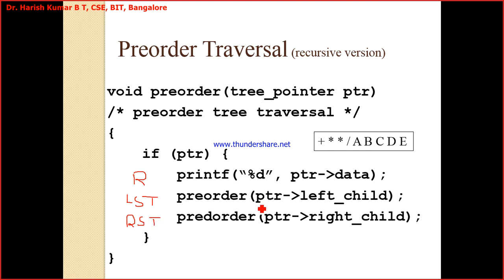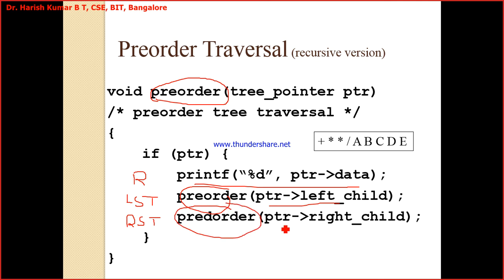So same thing is written here. So first I'm printing the root and then calling the function. I've taken its name as preorder. I recursively call this preorder by passing pointer arrow left child. So PTR arrow left child. And similarly, again recursively preorder by passing pointer arrow right child. Okay. Understood how the preorder tree traversal is implemented?